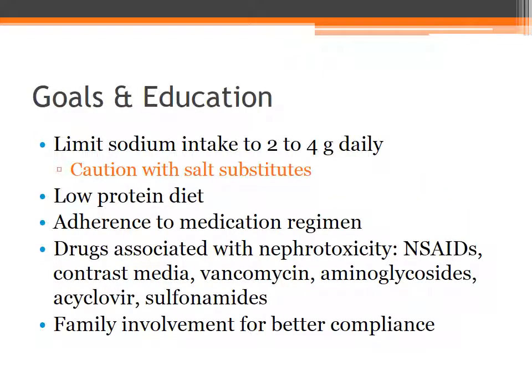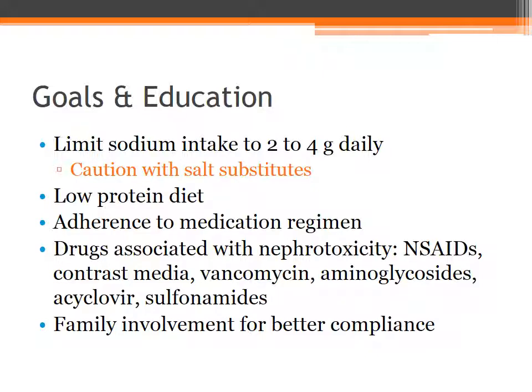Goals in education. So this is very important upon admission to the hospital as well as discharge. Whenever the patient is admitted to the hospital, your plan of discharge starts right then. Your education is ongoing from the moment that patient has stepped into the hospital.